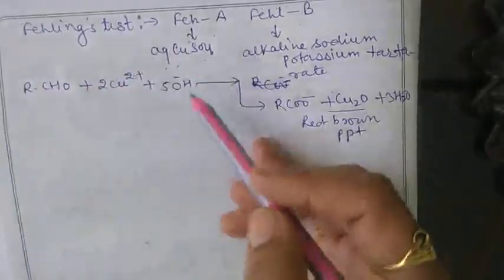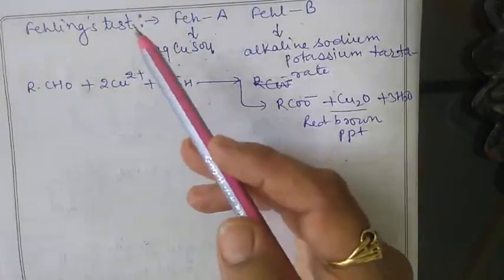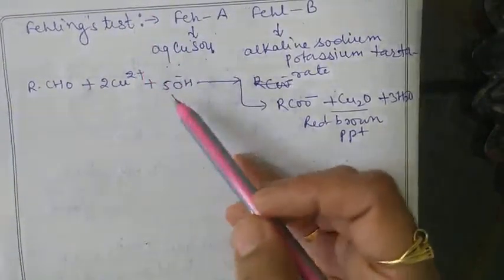With this we have completed these two tests. First is the Tollens reagent test and the second one is the Fehling test. Okay, thank you.